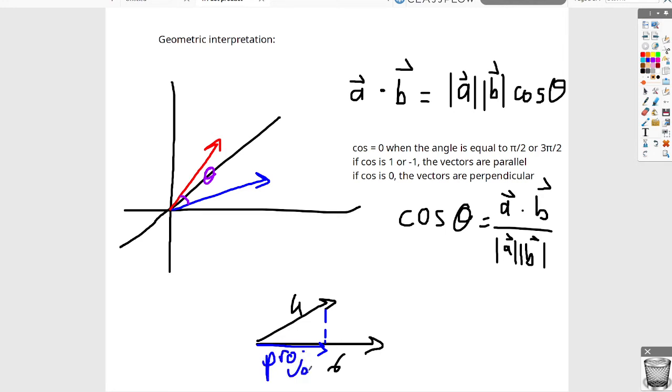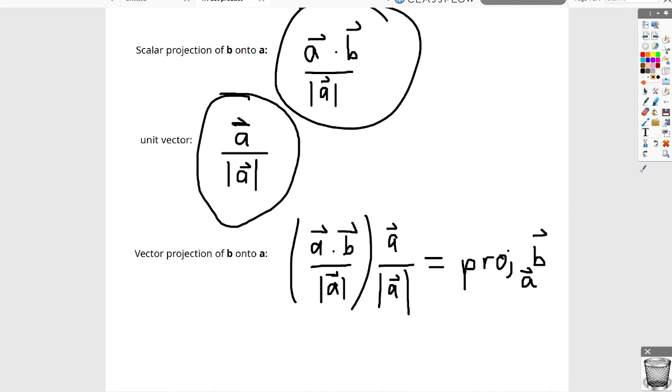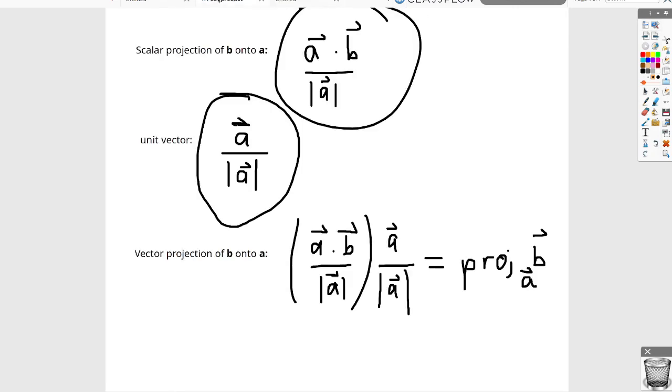Or, I'm sorry, the projection of B onto A. But it's written like this. It's a little bit weird. That's B and that's A. This is a projection of B onto A, but it's written as projection sub A of B. It's probably not said like that. It's said as projection of B onto A. So that's how it works.